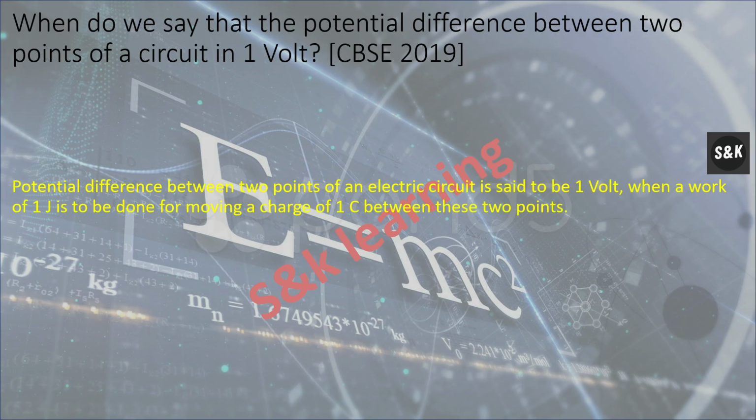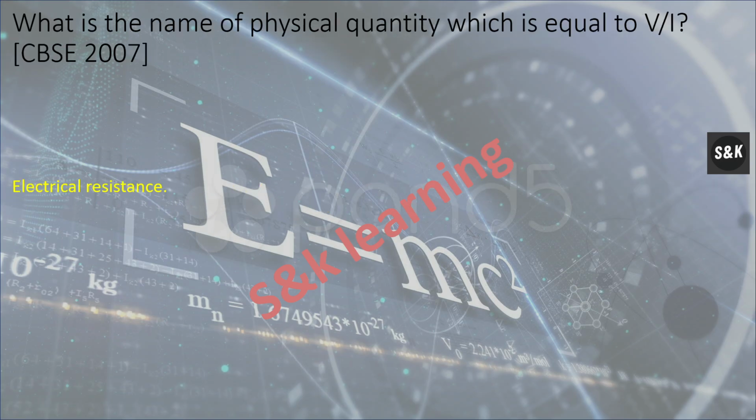When do we say that the potential difference between two points of a circuit is 1 volt? So potential difference between two points of an electric circuit is said to be 1 volt when a work of 1 joule is done for moving a charge of 1 coulomb between these two points. What is the name of the physical quantity which is equal to V upon I? So it's electrical resistance.